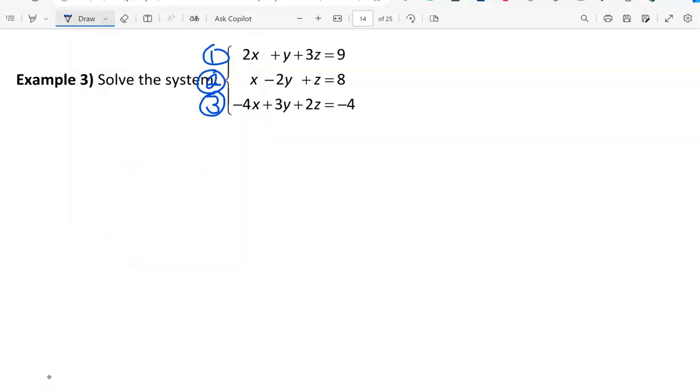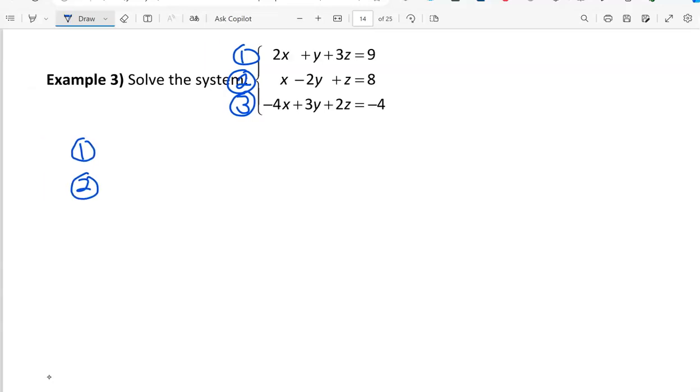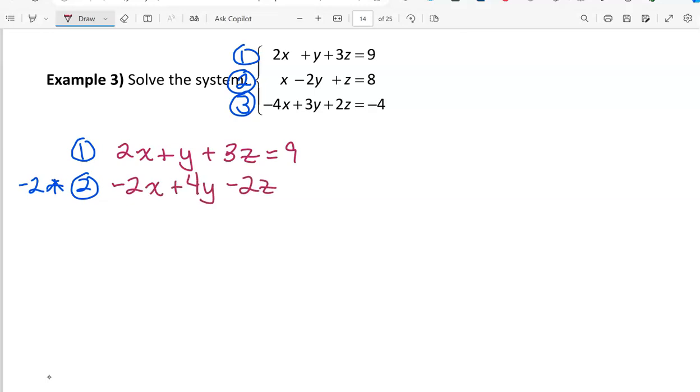And if we eliminate the variable x, I can use equations number 1 and 2 and multiply equation number 2 times negative 2. So I'm just going to bring down equation number 1, 2x plus y plus 3 times z is equal to 9. And negative 2 times equation 2 gives us negative 2x plus 4y minus 2z is equal to negative 16. Now let's add those two equations together. The x's go away, and we're left with 5y plus z is equal to negative 7.